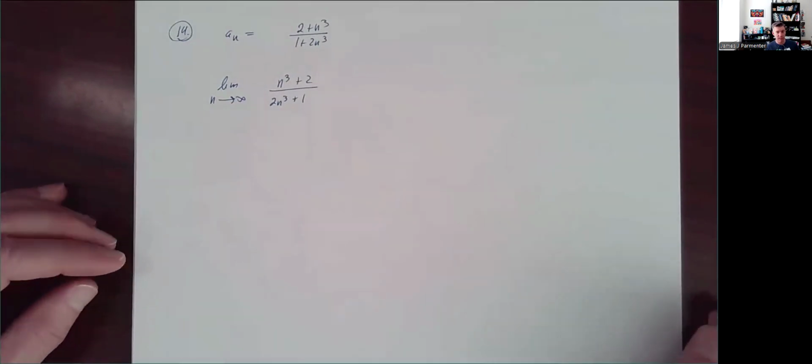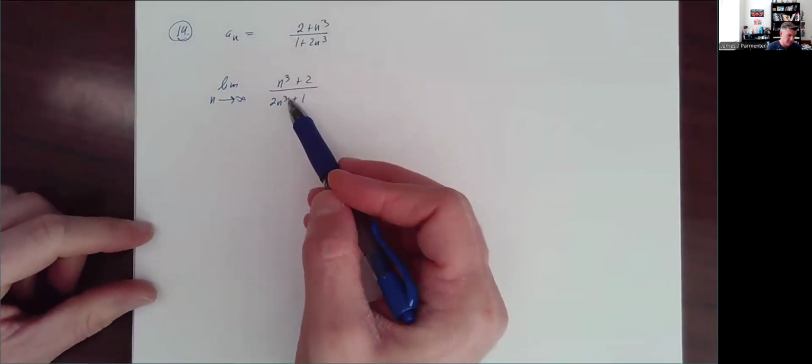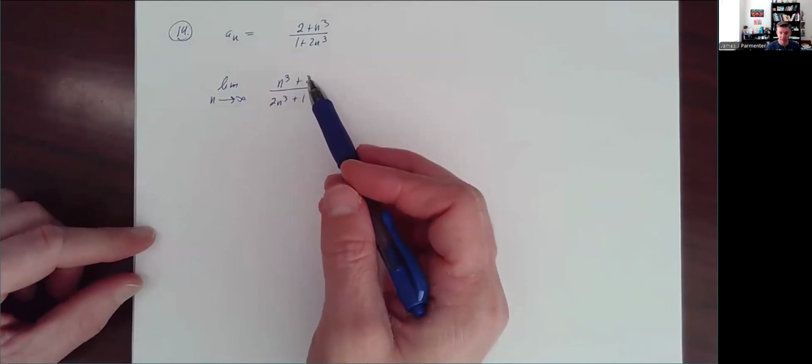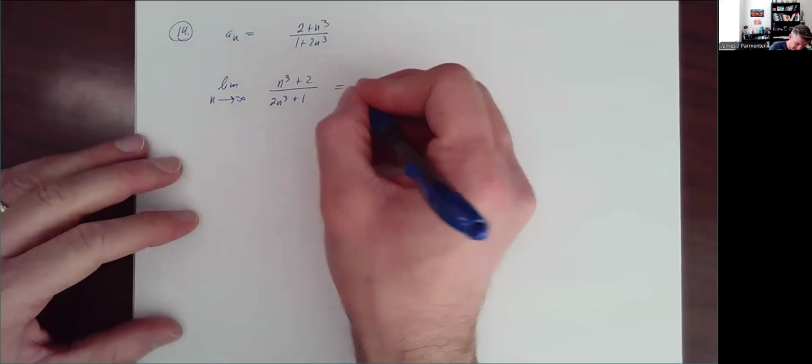I do think you should show your work, meaning you shouldn't just jump and say, well, I know it's going to be 1/2 because the degree on top and the degree on the bottom are the same. So the limit is the quotient of the coefficients. I would either use L'Hopital's rule 3 times or probably actually just divide everything by n cubed.